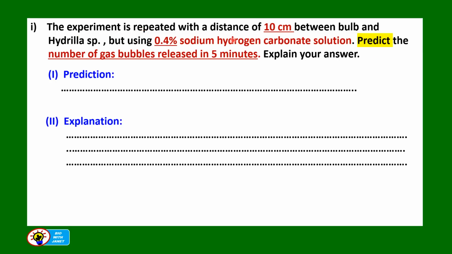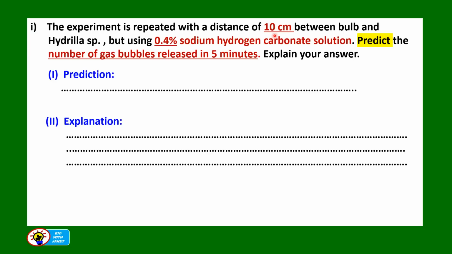Repeated with a distance of 10 cm between the bulb and Hydrilla species, but using 0.4% sodium hydrogen carbonate solution. Predict the number of gas bubbles released in 5 minutes, and then explain your answer. Okay, so for a prediction question, you must look at the conditions, highlight or underline the new conditions for photosynthesis, and compare with the old one. The old one is the original experiment.